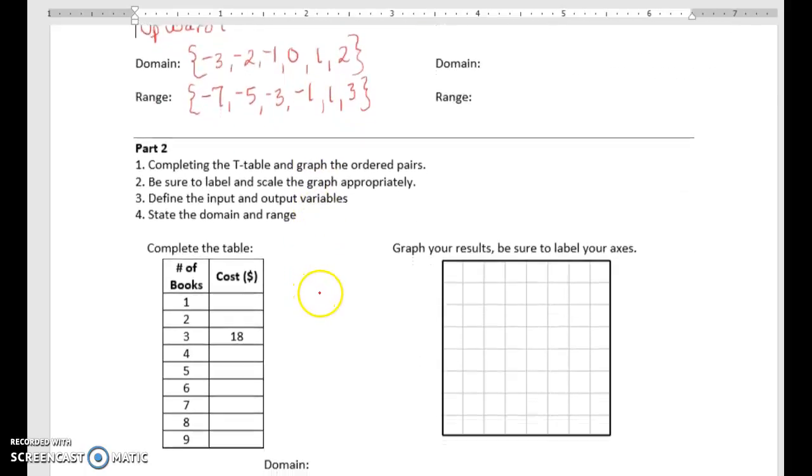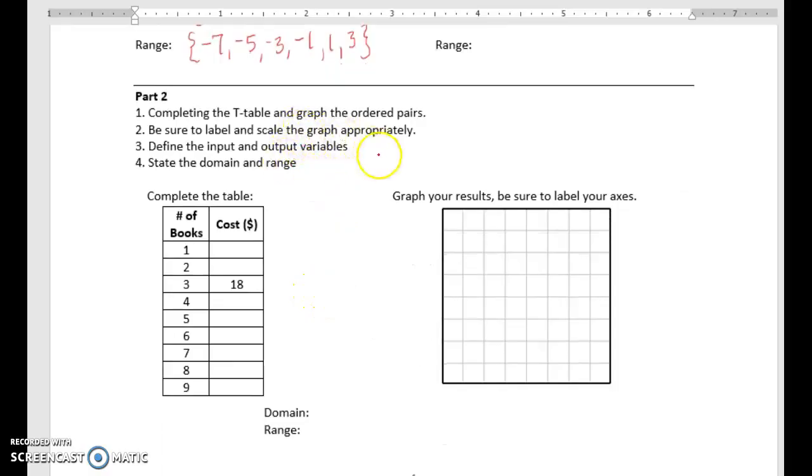Next, let's briefly look at this one, which says complete the t-table. We know that if there are 3 books, the cost is $18, so that must mean one book is $6, and so on and so forth. We can fill in that table and then plot the points over here. We have to be very careful. We know that for 9 books, the cost would be $54. So we have to watch out for scaling our axes: 1, 2, 3, 4, 5, 6, 7, 8. Since there are only 8 spots there, we are not going to be able to count by 1, so probably counting by 2s would make sense. Again, making sure that we label our axes, number of books.